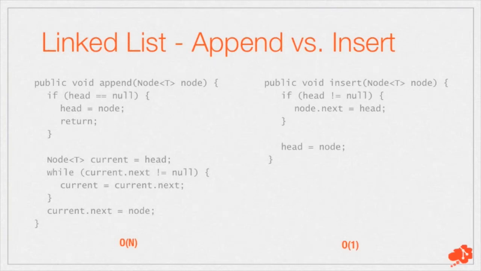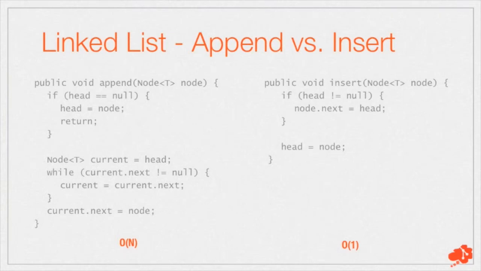Now, as you can see on the left, we have the append function. The interesting part of this with regards to big O notation and algorithmic complexity is the while loop towards the bottom. What that shows is it starts at the head of the list and loops through all of the elements of the list until it hits the end, and then sets the last element's next node to the new node.